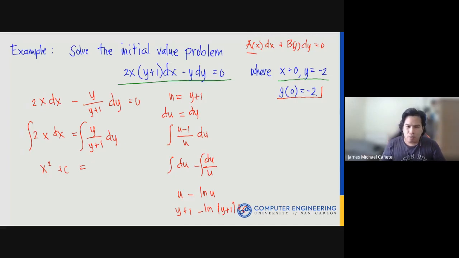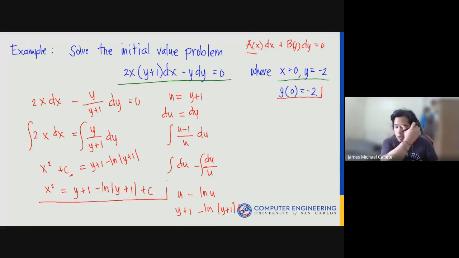So we can have the constant here be combined with this unknown arbitrary constant due to the integration. So we will end up with x squared equal to y plus 1 minus ln of y plus 1 plus c. So this is a solution to our differential equation.